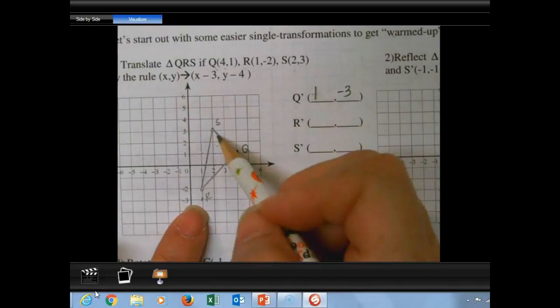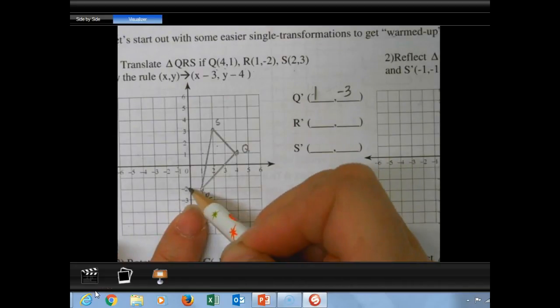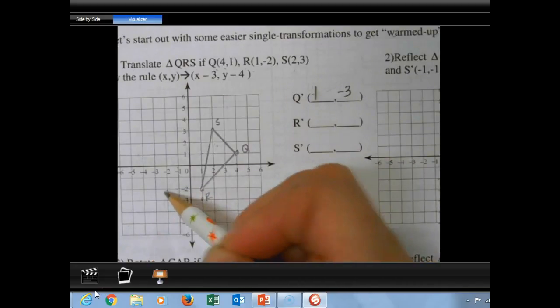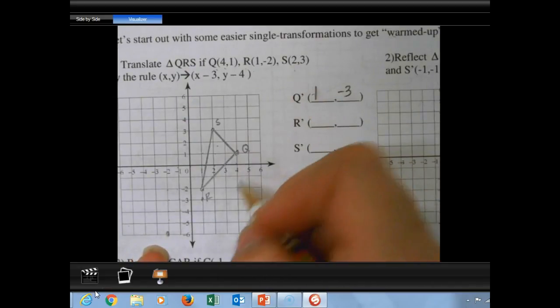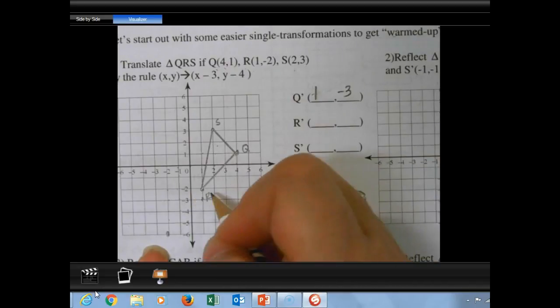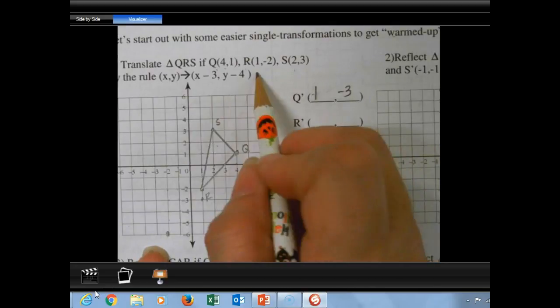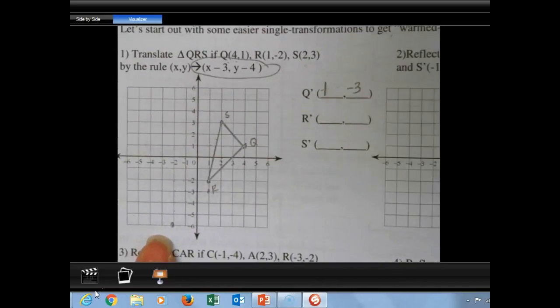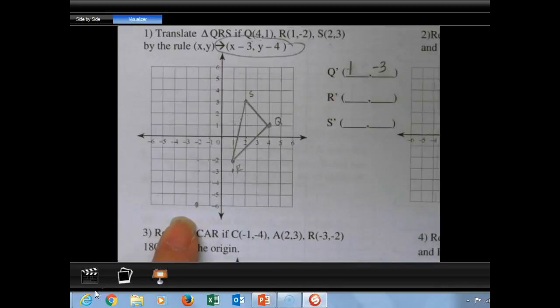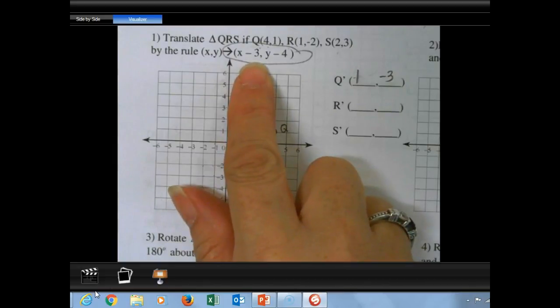For R, we're going to go left 3 and down 4. Puts me here. Right here. The directions tell me what to do. Now, if you remember, I told you, your ability to do a composite transformation is going to depend on your ability to read and understand the directions.